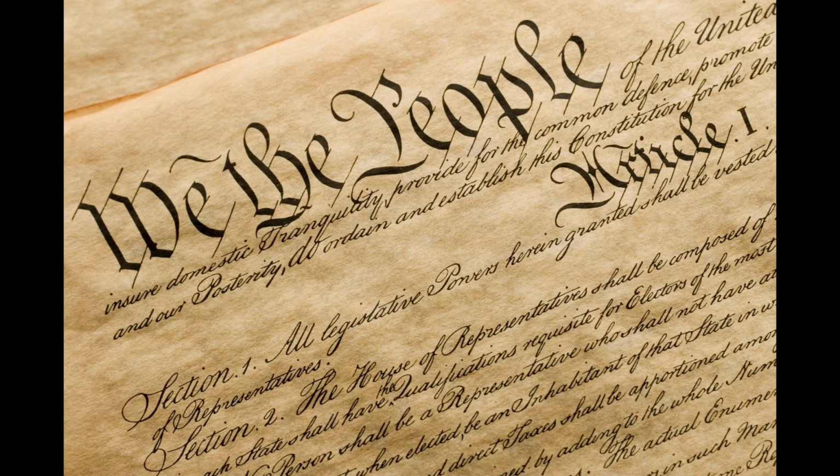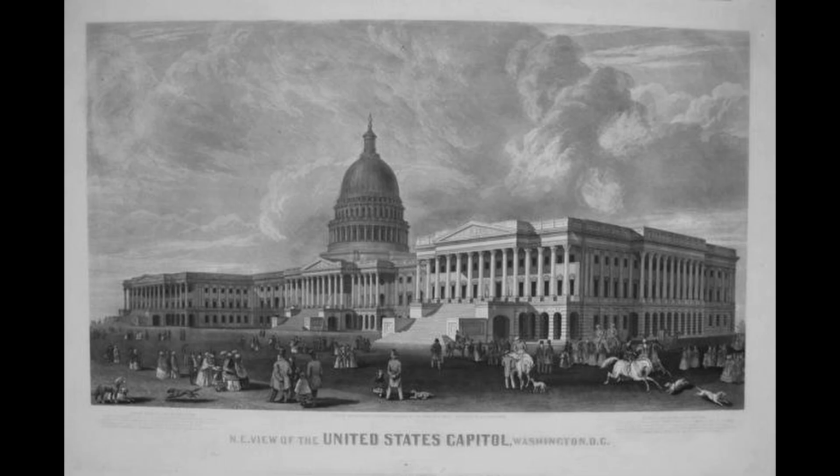We, the people of the United States, in order to form a more perfect union, establish justice, ensure domestic tranquility, provide for the common defense, promote the general welfare, and secure the blessings of liberty to ourselves and our posterity, do ordain and establish this Constitution for the United States of America. Article 1, Section 1. All legislative powers herein granted shall be vested in a Congress of the United States, which shall consist of a Senate and House of Representatives.